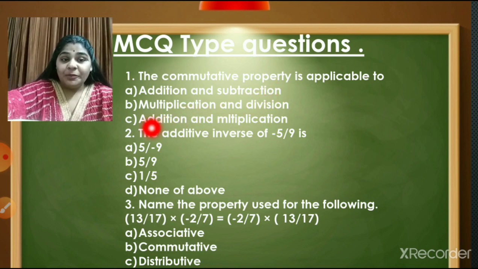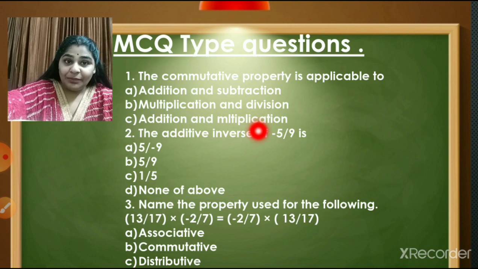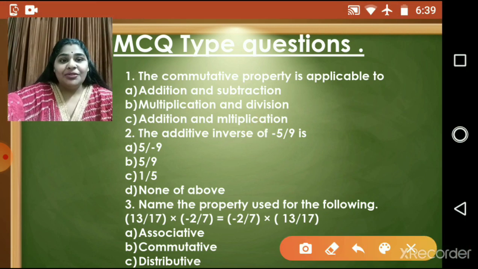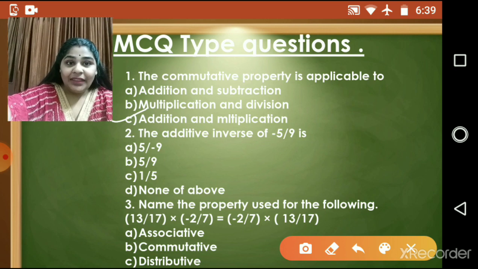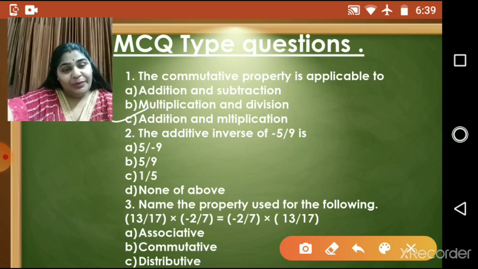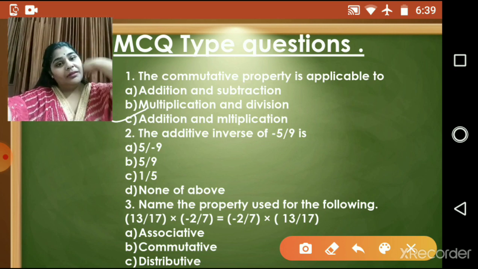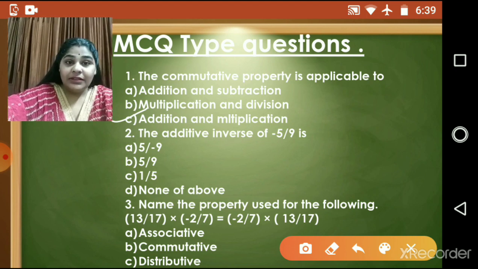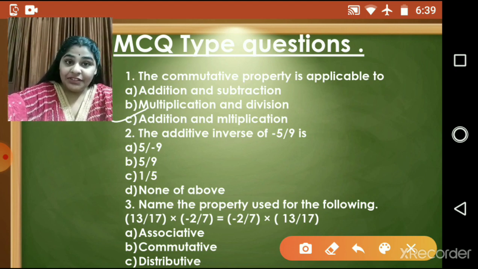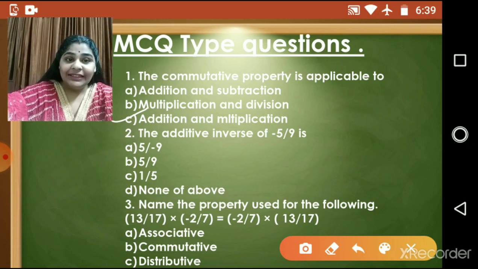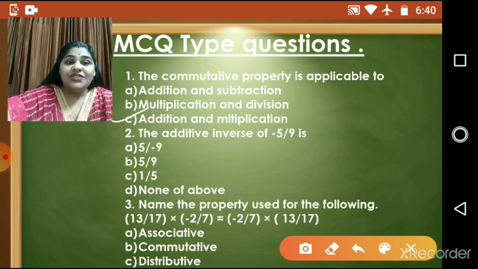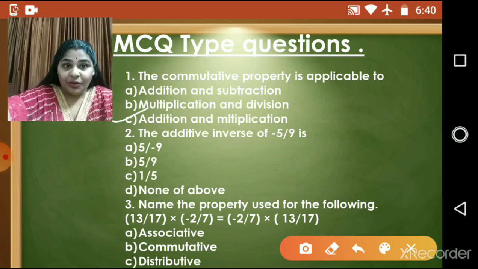Now the third option is addition and multiplication, yes. So what I'm going to do is I'll tick mark for addition and multiplication. This type of question may be asked, and maybe I will give a sum also to identify which property is used. Different types of questions may come, children, but the concept should be clear about the properties, right?